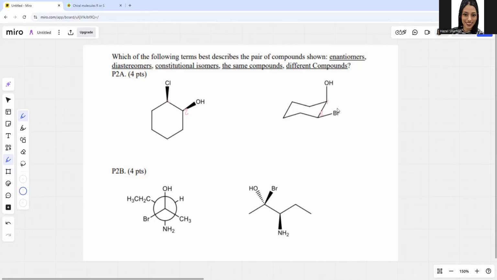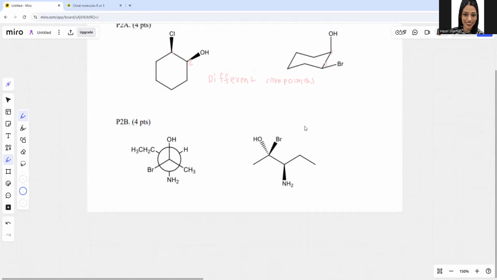So these compounds don't even have the same molecules making them up. So this is entirely two different compounds that we cannot continue to compare. So we're going to just write different compounds. Cool. So let's go to the bottom.